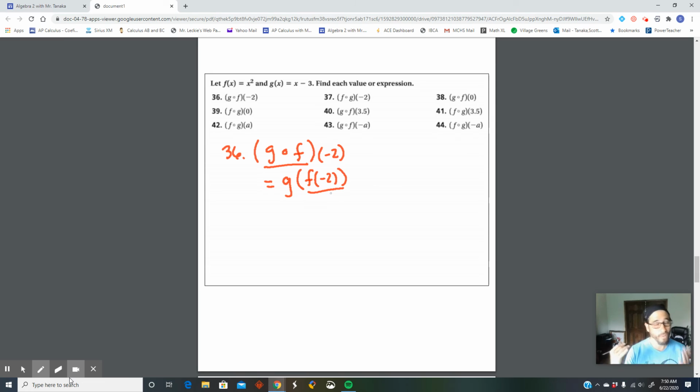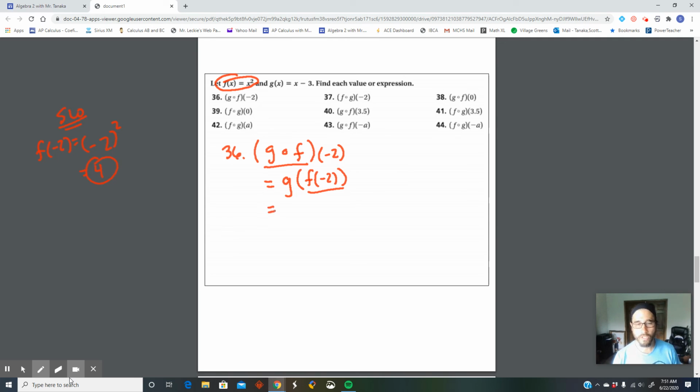And when we simplify, we use our Please Excuse My Dear Aunt Sally, which means we have to do parentheses first. Now, I do encourage some students to go over here to the side whenever you have to do some work like this. Okay, what's f of -2? Well, that means I'm going to use my f function, and wherever I see an x, I'm going to put in a -2. So since it's x squared, it's going to be -2 squared, which is 4. All right, and that's my answer.